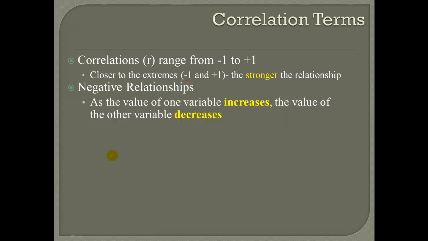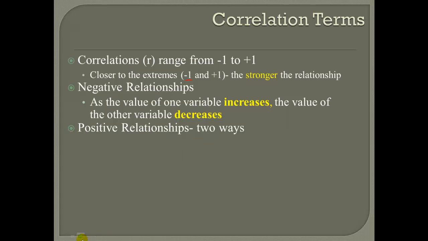Most of the stuff we're looking at under correlation and regression assumes a linear relationship between variables. You want to remember that. It assumes a linear relationship between variables. So a negative relationship, what we'd be assuming is that when one variable increases, the other one decreases. We'll see a visual representation of this here in a minute.